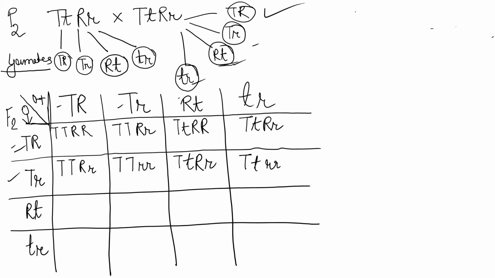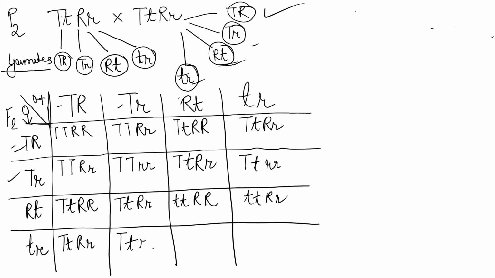You can keep on doing along with me also. Okay, then capital T, small t, capital R, capital T, small t, capital R, small r. Then comes your small t, capital R, then small t, capital R, small r. Then comes your capital T, small t, capital R, small r, capital T, small r, small r. Then comes your small t, capital R, small r, and small t, small r, small r.